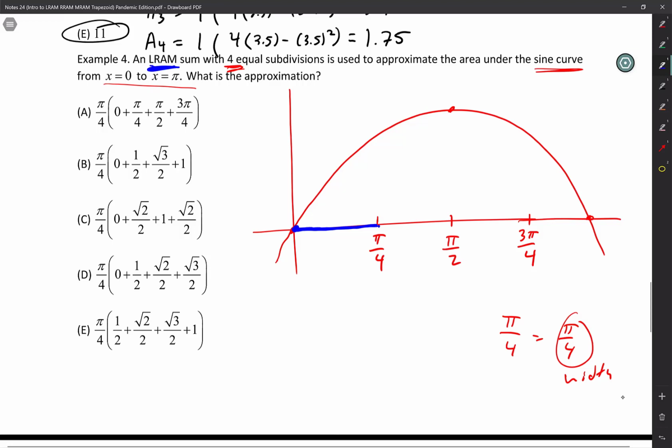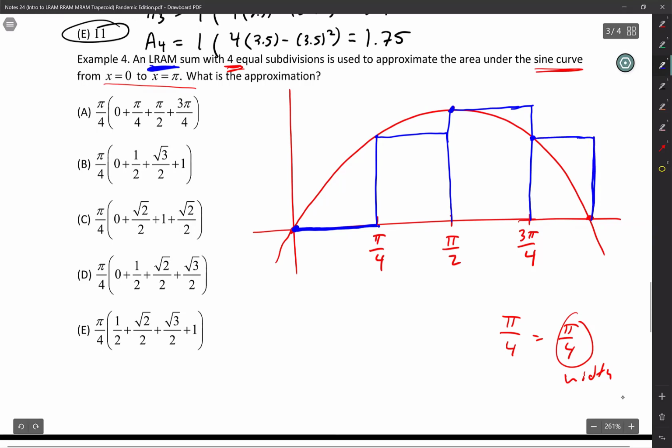The second rectangle between pi over 4 and pi over 2, use the leftmost point. There's my second rectangle. My third rectangle, you got to use the leftmost point between pi over 2 and 3 pi over 4. So we're using the pi over 2, which happens to be the highest point on the curve. So this one's going to be all above. And then my fourth rectangle, use the 3 pi over 4, go all the way to pi. And there it is. We just use LRAM.